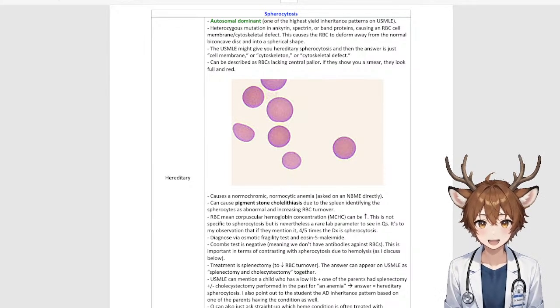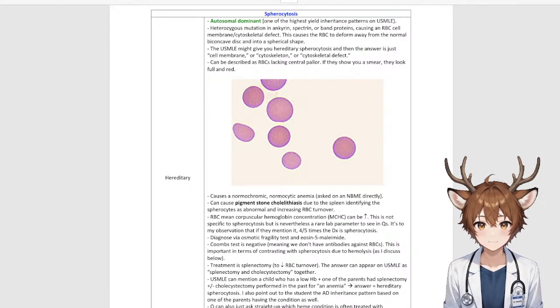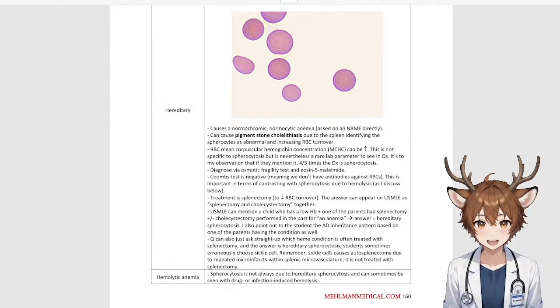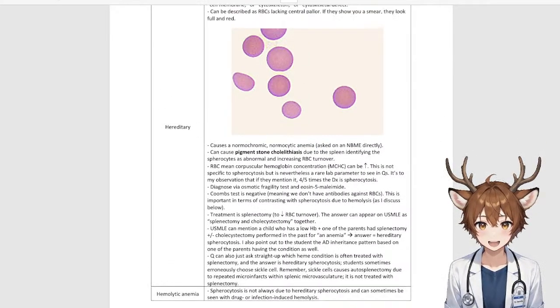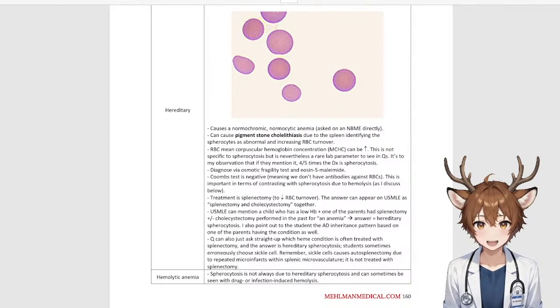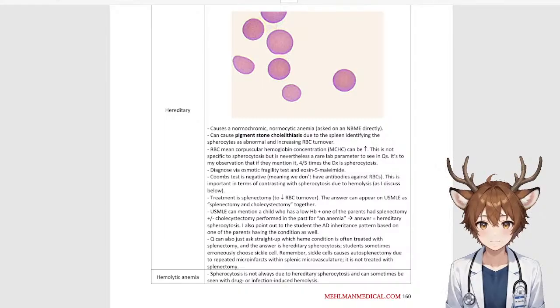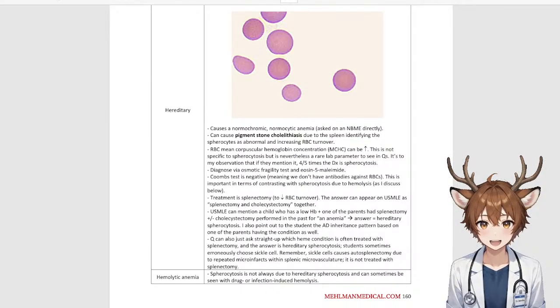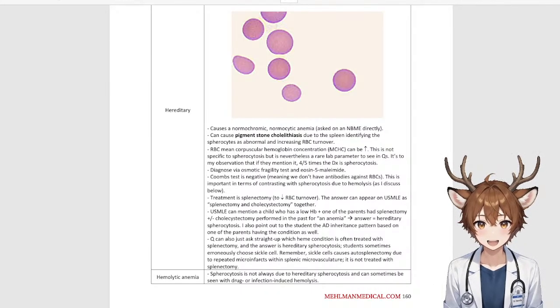If they show you a smear, the cells look full and red. There's a little picture right there for you. So these are hereditary spherocytosis. It causes a normochromic anemia, as on NBME directly. It can cause pigment stone cholelithiasis due to the spleen identifying the spherocytes as abnormal and increasing RBC turnover.